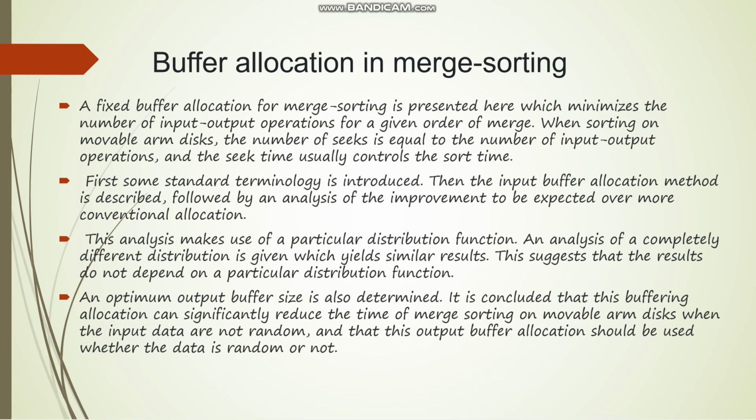It is concluded that this buffer allocation can significantly reduce the time of merge sorting on movable arm disks when the input data are not random, and that this output buffer allocation should be used whether the data is random or not.